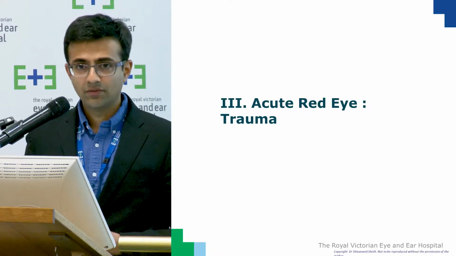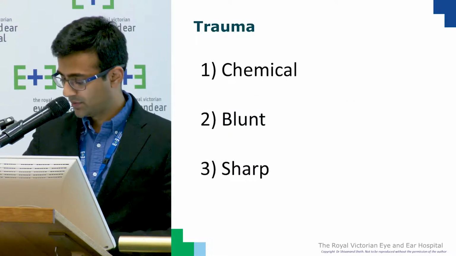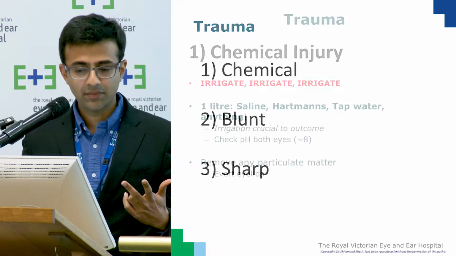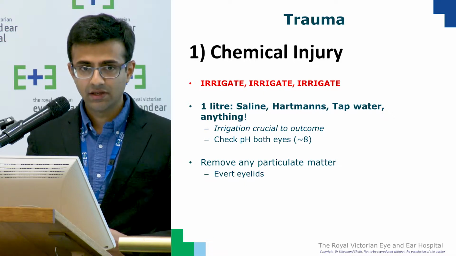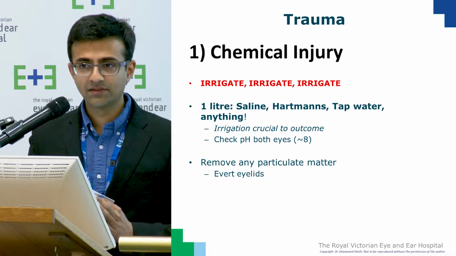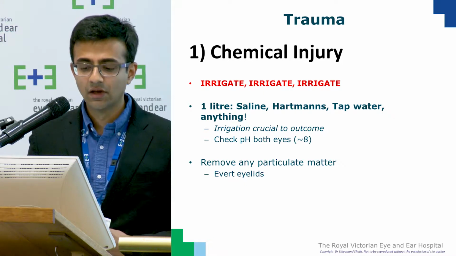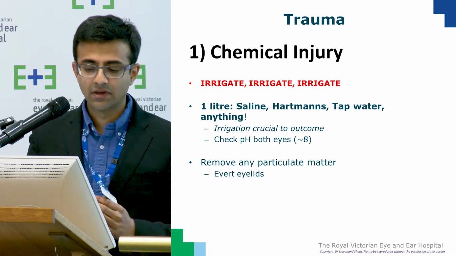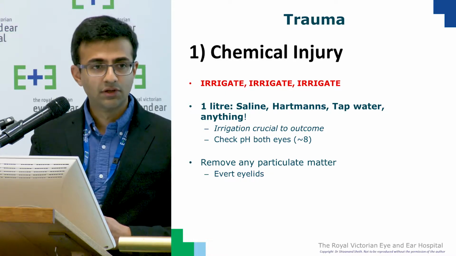Last part is trauma of the eye, and I'll go through it quickly because I have 10 minutes. So 3 types of trauma: chemical, blunt and sharp. Chemical injury, quite common, and the take-home message is irrigate. If you see someone who's had an alkali or an acid splashed in their eye, just irrigate. Before you ask anything, just start with the irrigation, because that's the most crucial to outcome.